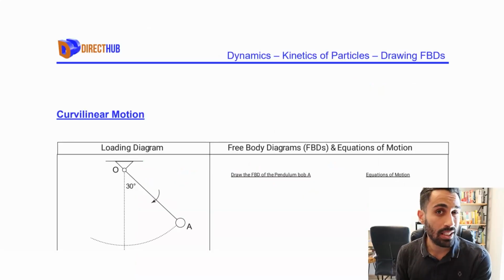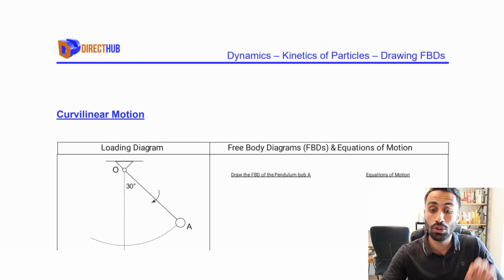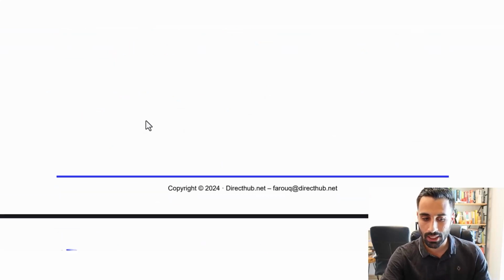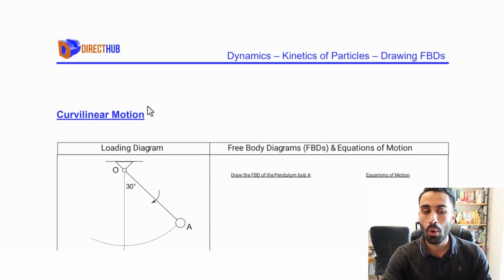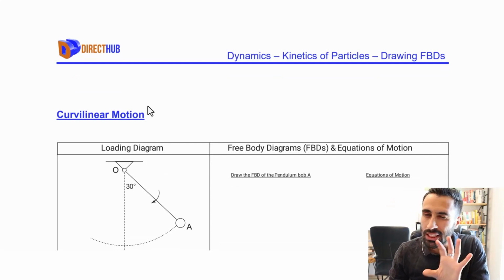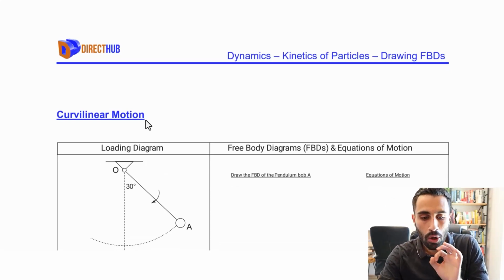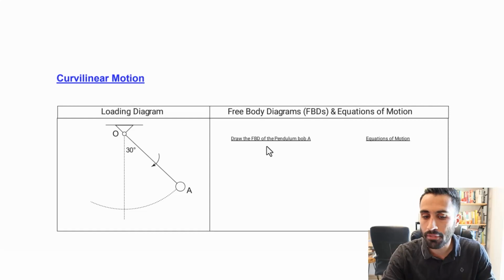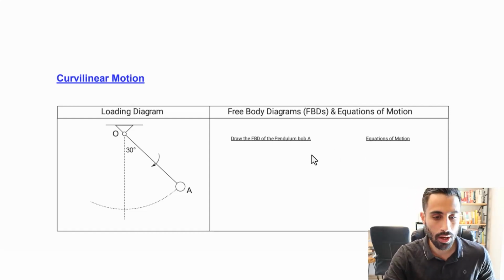Now let's look at a basic curvilinear motion problem. We're still looking at the kinetics of particles, but now it's not rectilinear. It's going to be curvilinear, meaning the particle is going to move in a circle, in a curve. So in that case, it's a little different. It's not as bad. We'll look at a very basic problem fundamental to the FE exam, draw the free body diagram and the equation of motion.